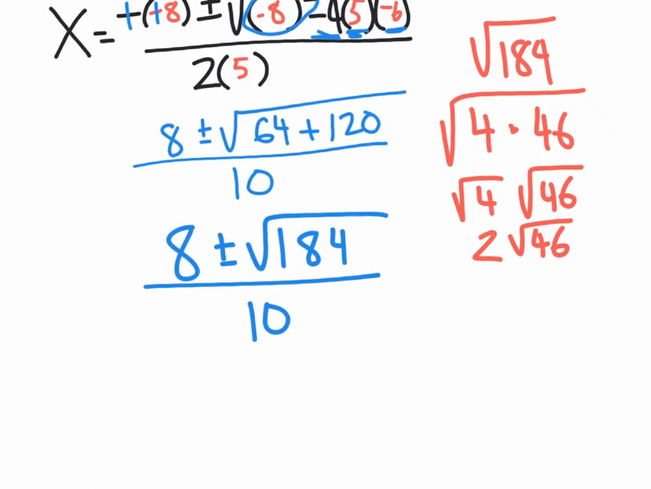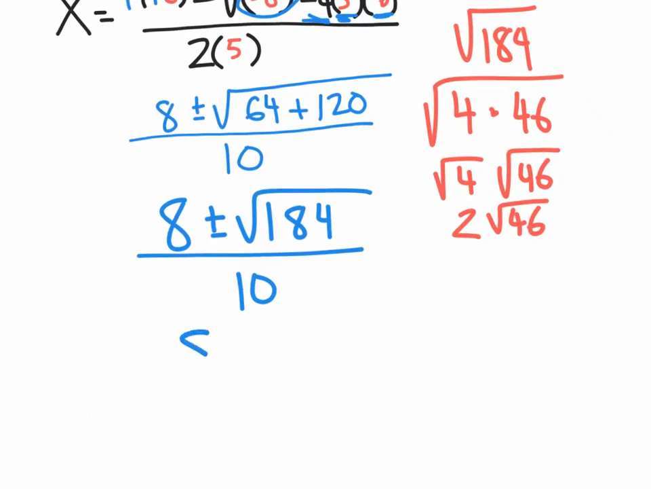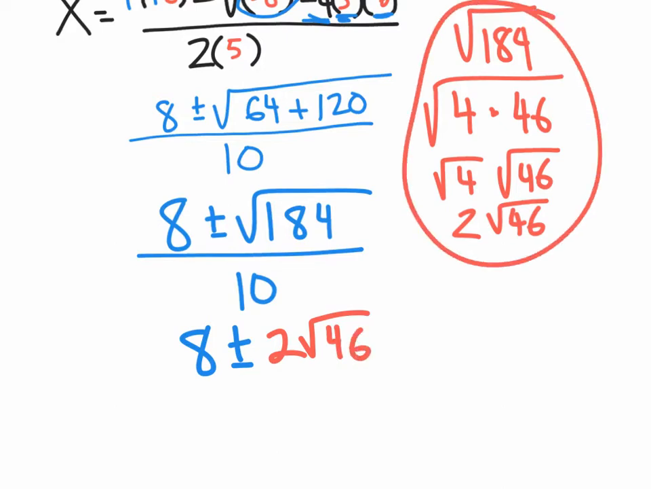So going back to our answer, we're going to have to rewrite 8 plus minus, but instead of the square root of 184, I'm going to write 2 square root of 46, the work that we did right here on the side. And it's still over 10. Now, at this point, I need to simplify. Now, understand this, 8, 2, 10, those are all even numbers. I could reduce all three of these guys by 2. So if I reduce all of them by 2, I'll get a 4. Reduce by 2, I'll get a 1. Reduce by 2, I'll get a 5.